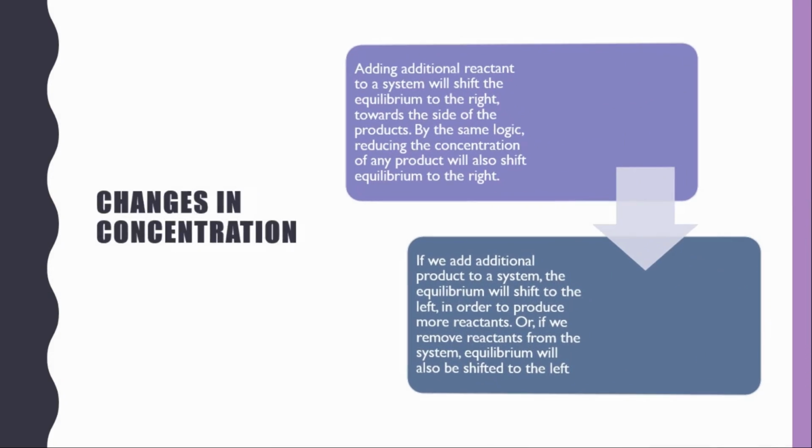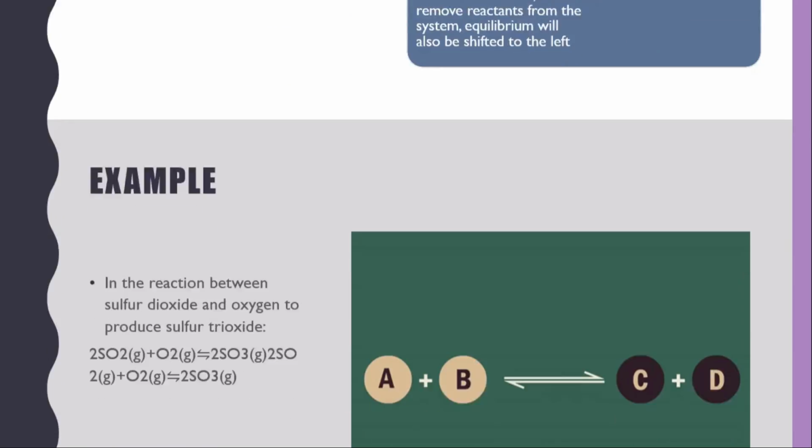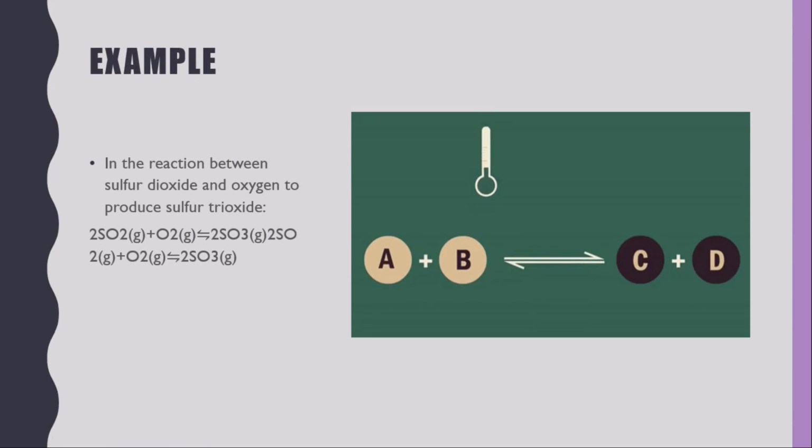Change in concentration. According to Le Chatelier's principle, adding additional reactants to a system will shift the equilibrium to the right, towards the side of the products. By the same logic, reducing the concentration of any product would also shift equilibrium to the right. The converse is also true. If we add additional product to a system, the equilibrium will shift to the left in order to produce more reactants. Or, if we remove reactants from the system, equilibrium will also be shifted to the left. For example, in the reaction between sulfur dioxide and oxygen to produce sulfur trioxide.